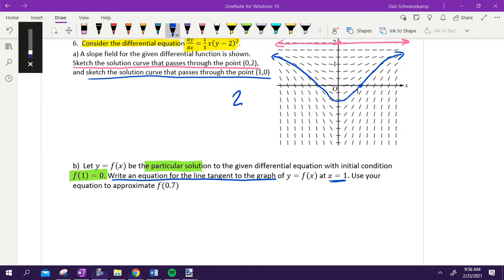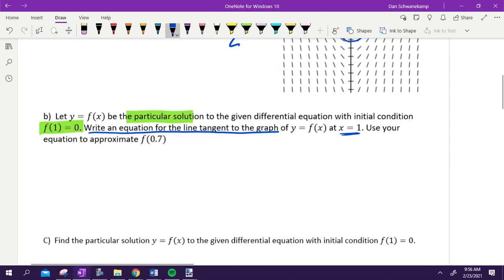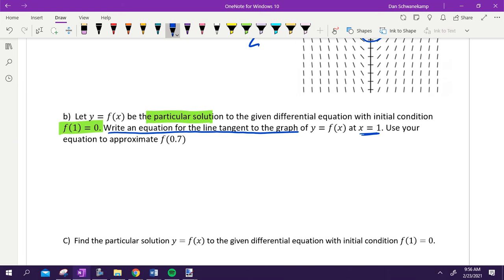Get an answer. Let y equal the particular solution, but we're writing an equation of the tangent line. As soon as you see the phrase, write the equation of a tangent line, what should you write? y minus blank equals blank times x minus blank. That is called point-slope form. I need a point and a slope. Do I have a point? Yeah, 1, 0. So plug in 1 for x, y is 0.